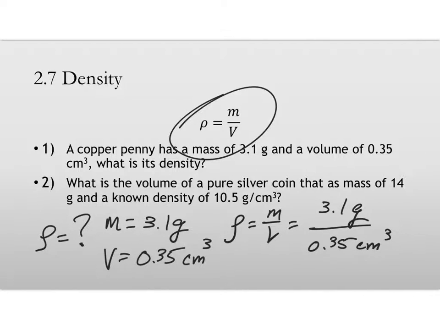Since density is mass over volume, you get 3.1 grams divided by 0.35 cubic centimeters. Both of those have two significant figures, so your answer will be to two significant figures, and you have 8.9 grams per cubic centimeter. It actually is 8.857142787, but you have 8.85. The 5 rounds it up to 8.9.